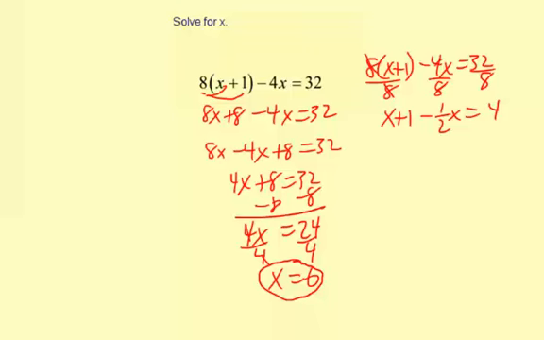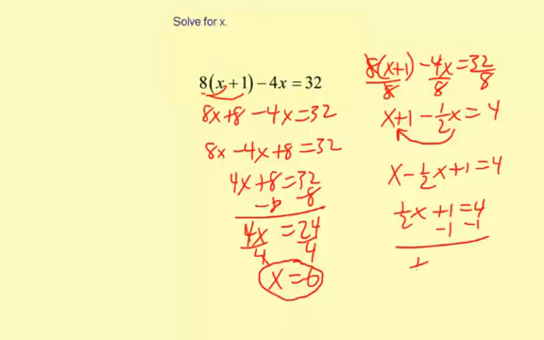So now I need to combine like terms here. I'm going to move the negative 1/2 x over using the commutative property of addition. So I'm going to have x minus 1/2 x plus 1 equals 4. Now 1x minus 1/2 x, well, that's going to leave another half x. So I'm going to have 1/2 x, and then plus 1 equals 4. To finish solving here, subtract 1 from both sides. So we have 1/2 x equals 3.